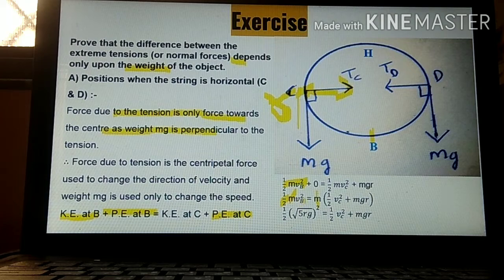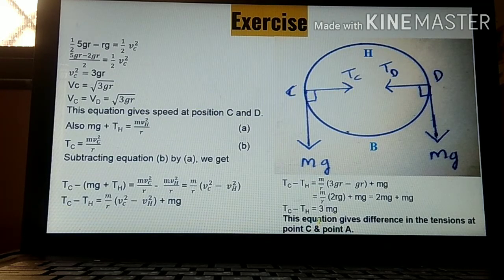We can substitute the value of vb square. Velocity at this point we have already found out. Velocity at this point is given by under root 5rg, but this whole square is there. So the square root and the square sign will go away. We want to find out the value of vc square. So ultimately this will become half 5rg minus rg. Over here, if we take 2 as a denominator, rg will also be multiplied by 2. So it will be 5gr minus 2gr. That will give you 3gr.